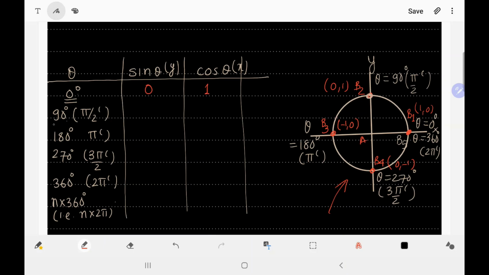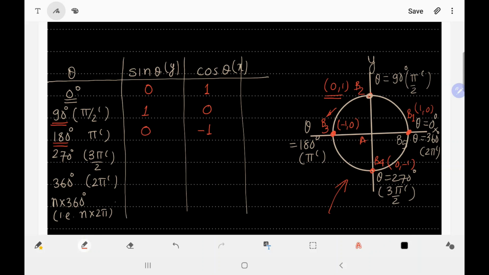Now, if we go to theta equal to 90 degrees, that means when point B is in the position B2, which is lying on the positive y-axis, its coordinates can be given by 0, 1. That means cos theta is 0, which is nothing but the x-coordinate, and sine theta is equal to 1, which is nothing but the y-coordinate. In the next position, when theta is equal to 180 degrees, that means in position B3, point B is lying on the negative x-axis and its coordinates are given by minus 1, 0. That means the x-coordinate is minus 1, which is equal to cos theta, and the y-coordinate is 0, which is equal to sine theta.